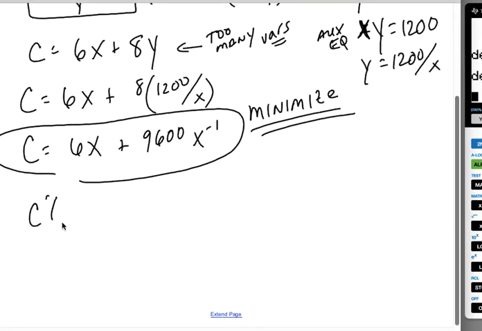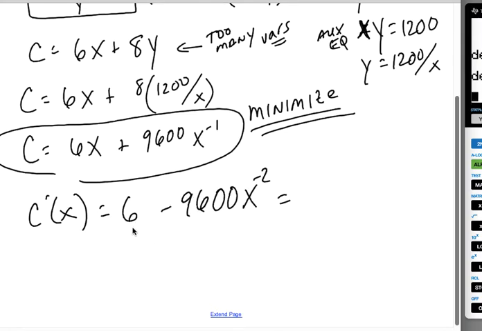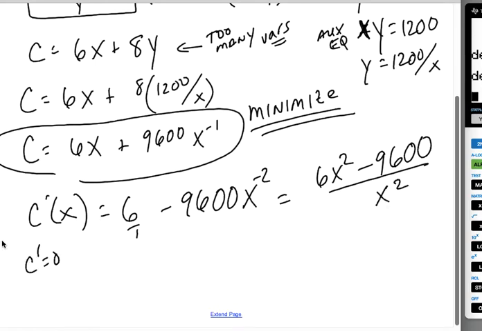Once we get the equation, it's actually not awful to do this. My c prime of x is going to be 6 minus 9,600 x to the negative second. That's actually a 6 over 1, so I would suggest getting a common denominator of x squared because you're going to have an easier time with this. If I want to find where c prime is 0, because I want to find my critical numbers, it's when 6x squared minus 9,600 is 0. I can yank out a 6.